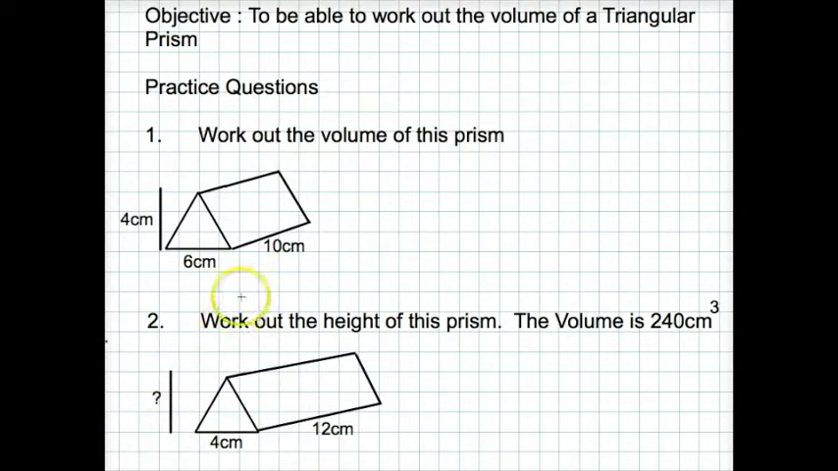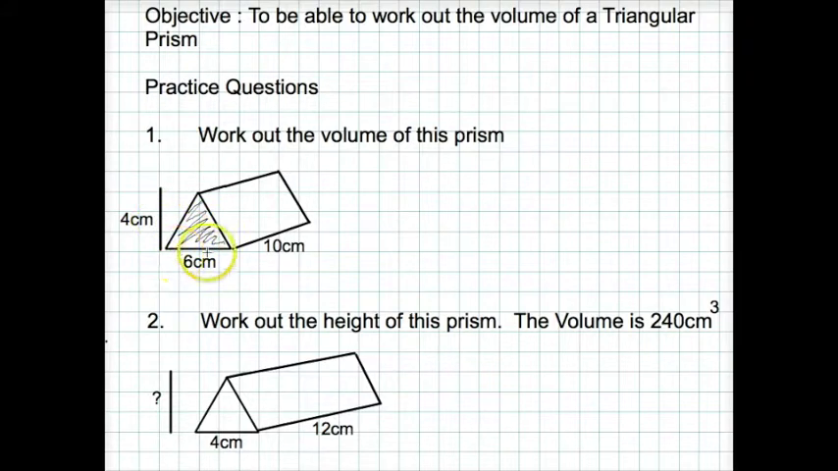Hi, welcome back. Let's now go through these two model answers together. Question 1. Work out the volume of this prism. Now this is a very straightforward question. If we're working out the volume of a prism, we find the area of the front face first. This is known as the cross-sectional area. So find the area of the cross-section first of all.